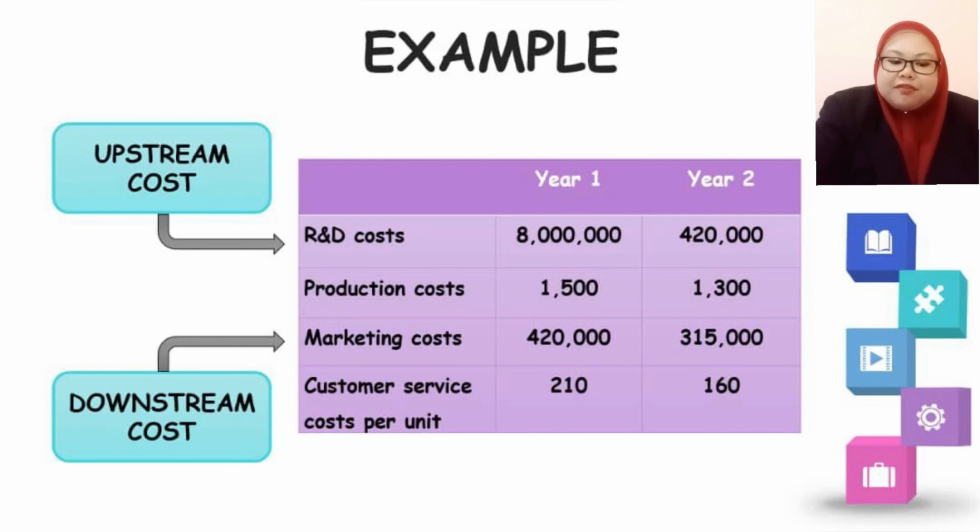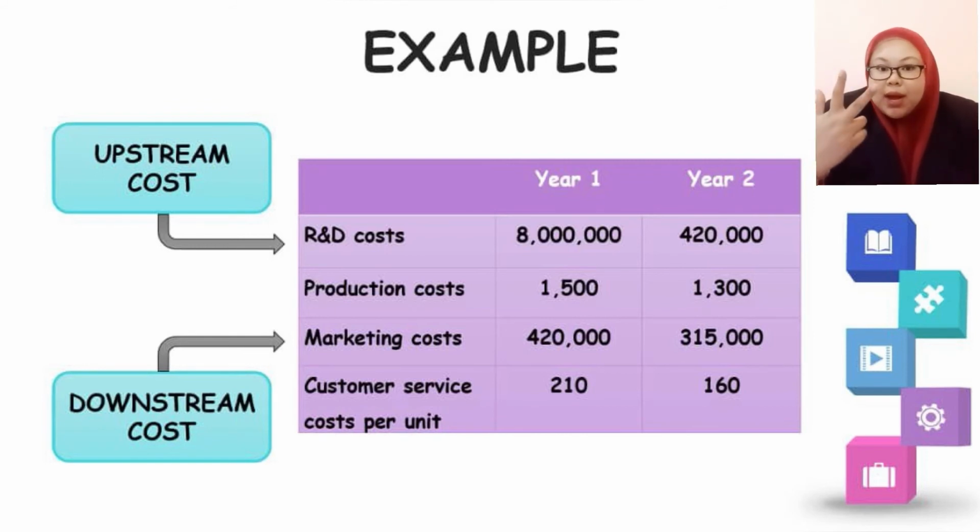In the introduction phase, there are 4 costs incurred in year 1 and year 2. The costs incurred are research and development, production costs, marketing costs, and customer service costs. Research and development costs will be categorized under upstream costs because it is the cost incurred before the production of the product. While the marketing and customer service costs will be categorized under downstream costs, because the costs are incurred after the production of the product.